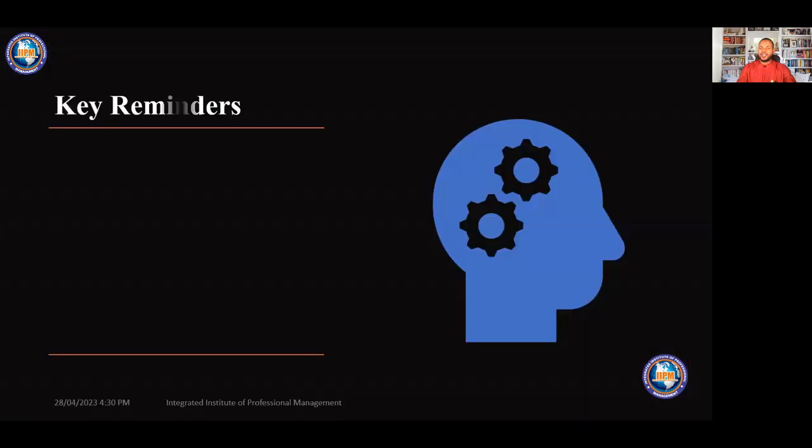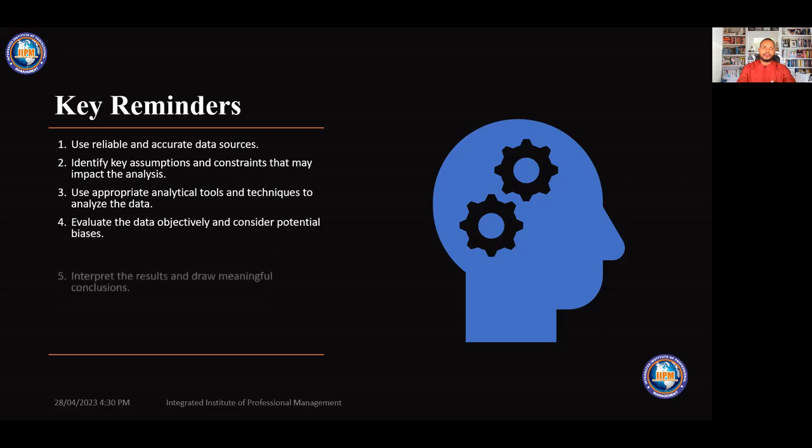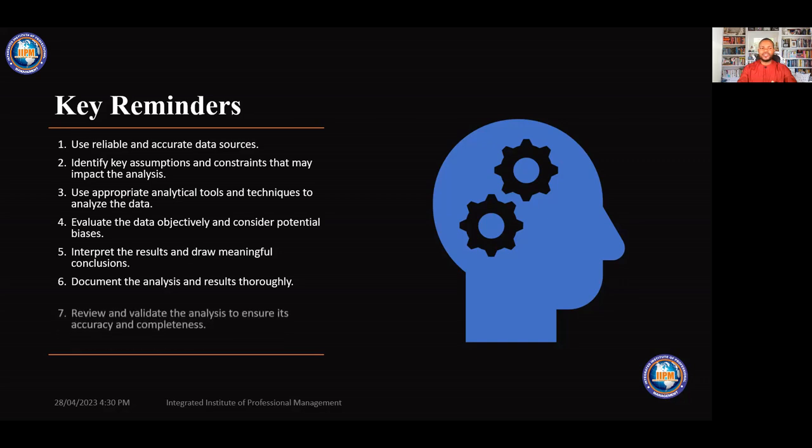All right. Now, key reminders as we round up. Use reliable and accurate data sources when gathering data. Identify key assumptions and constraints that may impact the analytics of your data, very, very important. Use appropriate analytical tools and techniques to analyze your data. Evaluate the project objectively and consider potential biases. Interpret the results and draw meaningful conclusions. Document the analysis and results thoroughly, and then review and validate the analysis to ensure its accuracy and completeness.